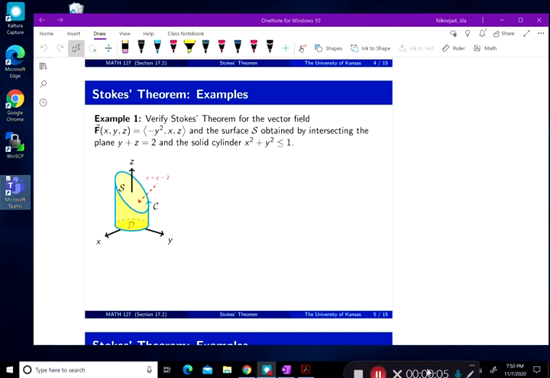Example 1 on Stokes' theorem. We want to verify Stokes' theorem for the vector field F(x,y,z) = (-y², x, z), and the surface S obtained by intersecting the plane y + z = 2 and the solid cylinder x² + y² ≤ 1. So whatever piece of that plane sits inside that cylinder.